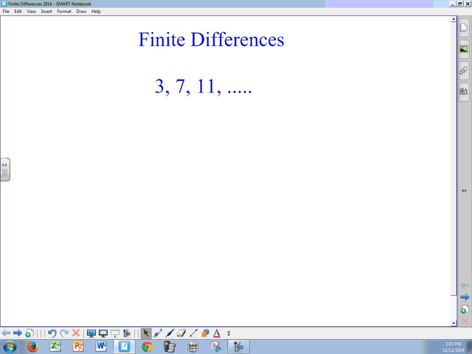Finite differences helps us with sequences that are polynomial in nature, so I'd like to show you a little bit about what they are and what they do. First of all, the finite difference by definition is the difference between the terms, and in this case you see there's a difference of 4 between the first two and 4 between the next two. And so that really makes us happy because that number is a constant 4.